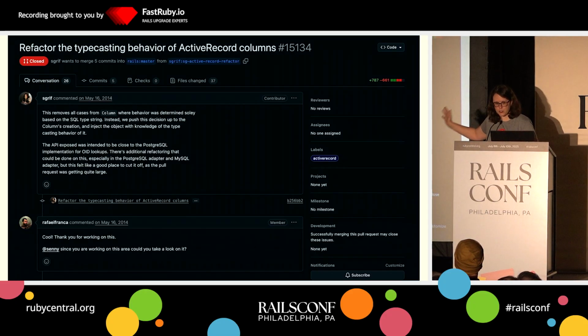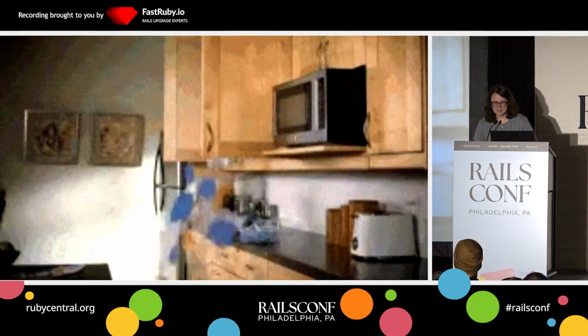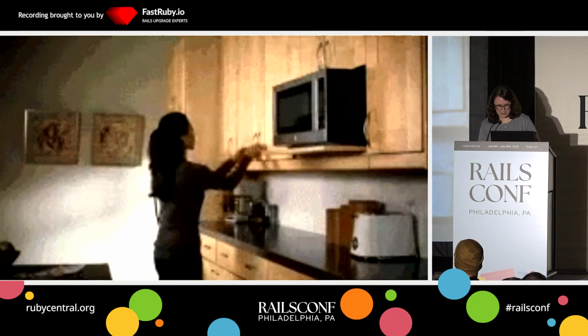This is Sage's first pull request to Rails in the spring of 2014. There were 37 files changed. Their intention was to just refactor typecasting behavior. The problem was another person was already doing this work in ActiveRecord. This is what it felt like to review. Just a bit overwhelming.